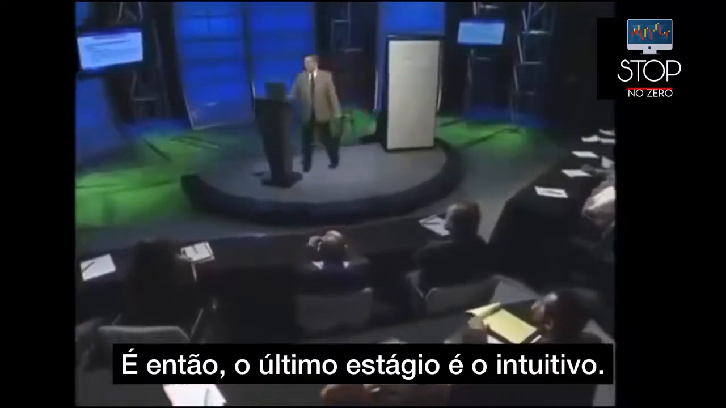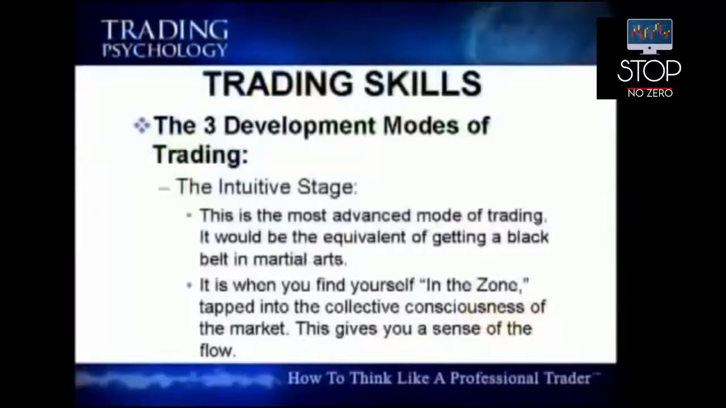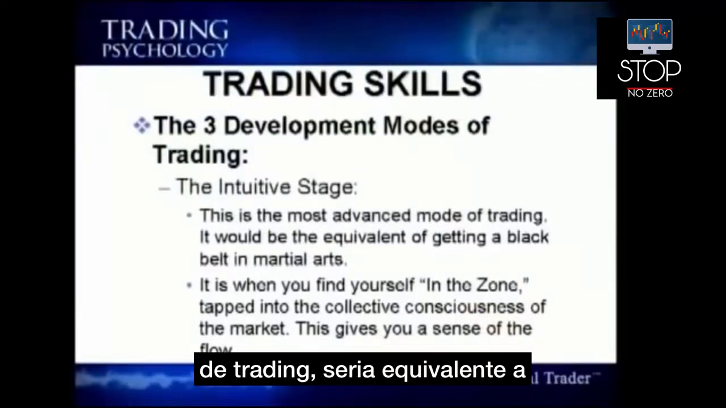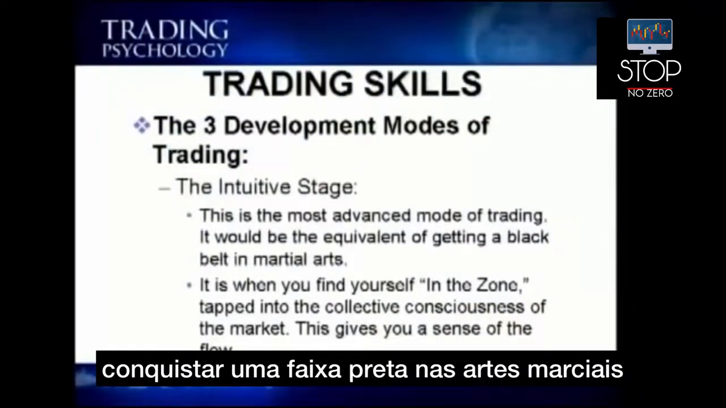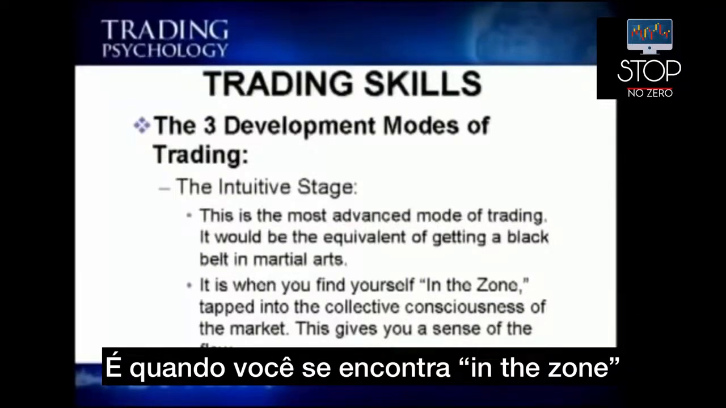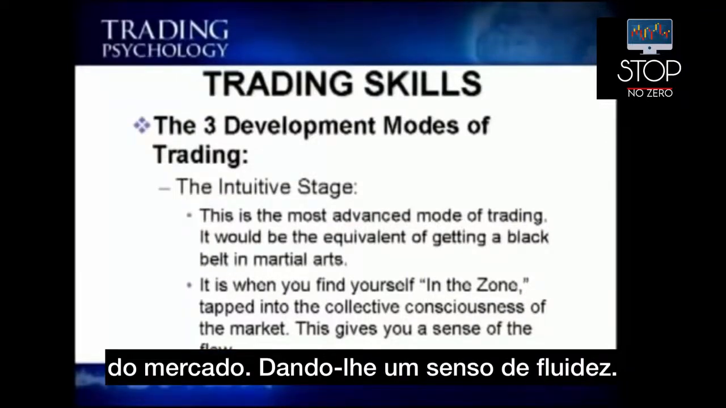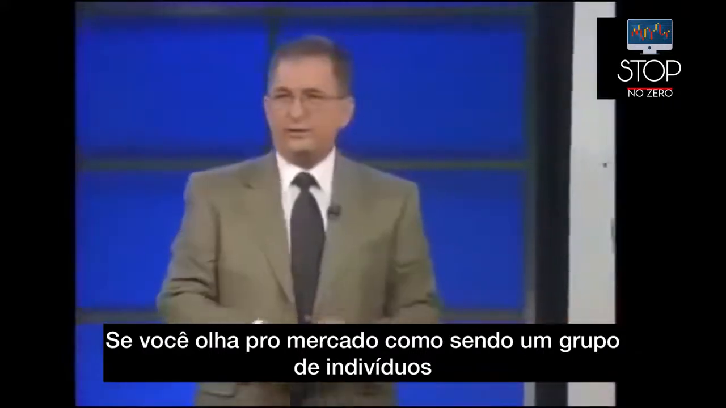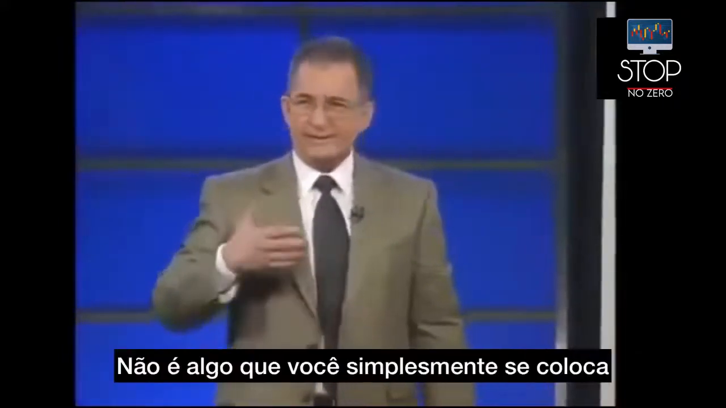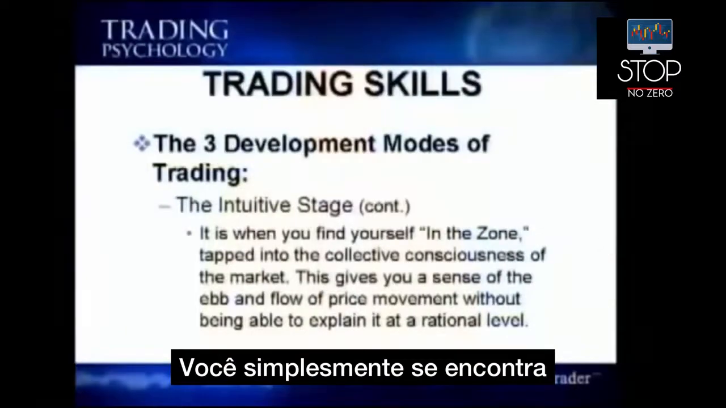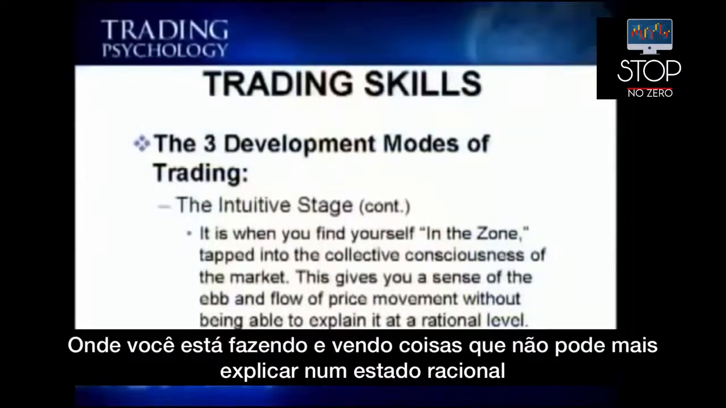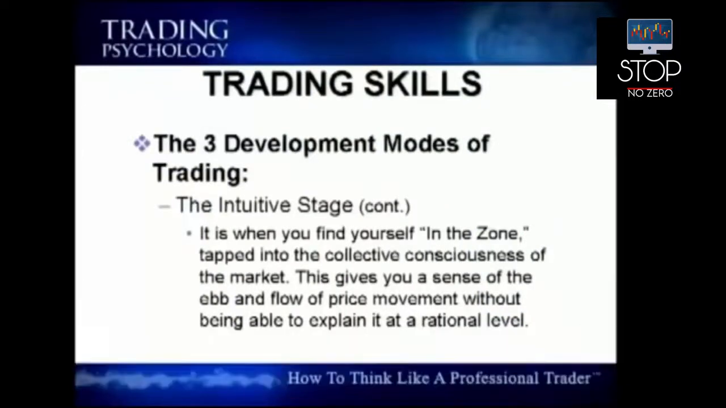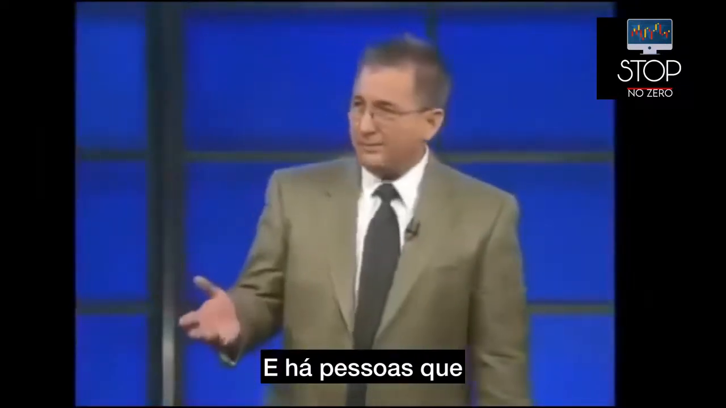And then the last stage is the intuitive. This is the most advanced mode of trading. It would be the equivalent of getting a black belt in martial arts. It's when you find yourself in the zone, tapped into the collective consciousness of the market, giving you a sense of the flow. If you look at the market as a collection of individuals, you can tap into that. It's not something you can will yourself into. You just find yourself in this zone where you're seeing and doing things that you can't necessarily explain at a rational level.